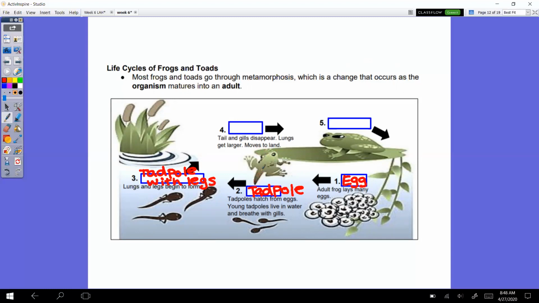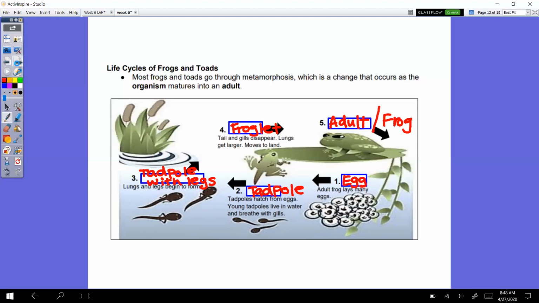shrink, and then it eventually goes away. And then it looks like the adult version of a frog. The tail and the gills disappear, their lungs get larger, and they move to land. This phase is called the froglet. Then once its tail completely falls off and its gills are all gone, it becomes the adult frog.